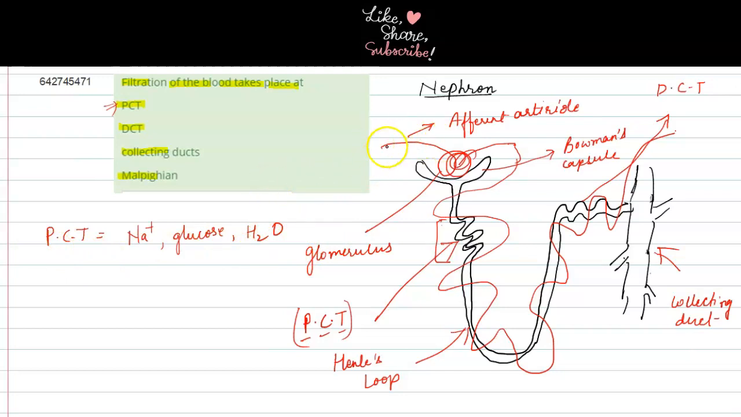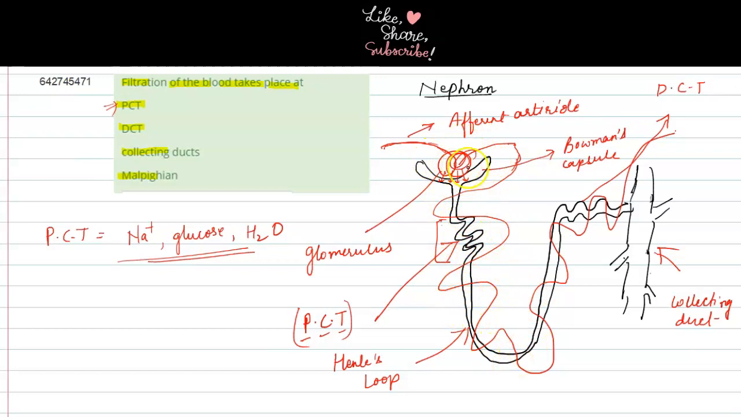Basically what is happening here is that blood is coming through this artery. This is the artery which is carrying the blood. Okay, and here you see there is a mesh-like structure through which filtration is taking place, and these substances are getting filtered here in the Bowman's capsule, and then the blood is going through the peritubular capillaries and is surrounding the tubule like this.